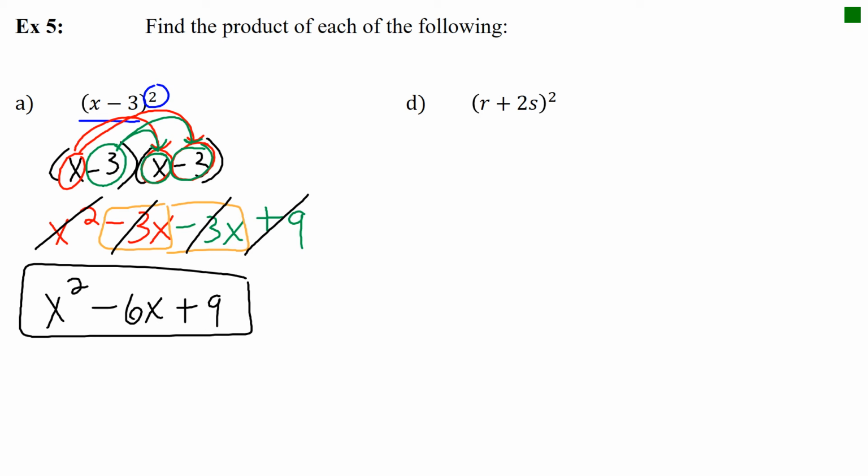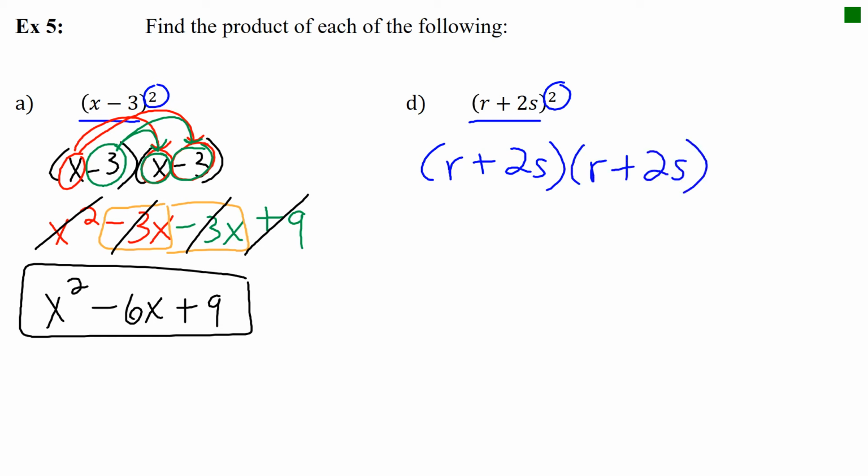Skipping ahead to example D, same thing. We have a base, we have an exponent, so that tells me to rewrite it as r plus 2s times the quantity r plus 2s. Okay. R times r is r squared. R times 2s is going to be positive 2rs. Notice you just put the variables next to each other in alphabetical order because that tells me they're being multiplied anyways.